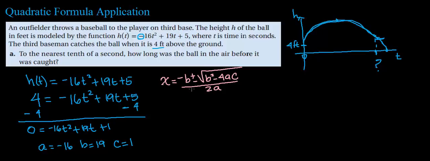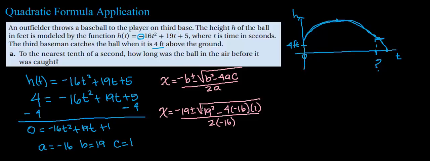Here's the quadratic formula. It says opposite of b. So if b is 19, the opposite of 19 would be negative 19. And then I'm going to take 19 squared minus 4 times a, which is negative 16, times c, which is 1, and divide everything by 2 times a, which is negative 16. So I'm going to plug everything in. I plugged everything in, and now I'm going to calculate this value inside of the radical, inside the square root.